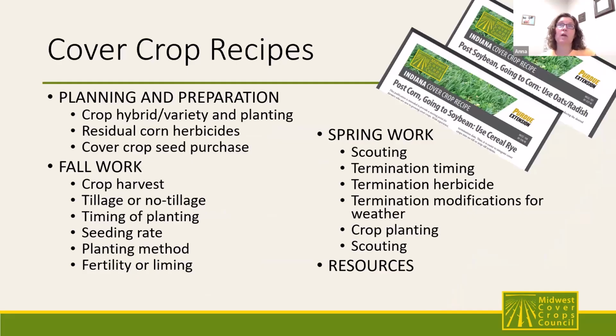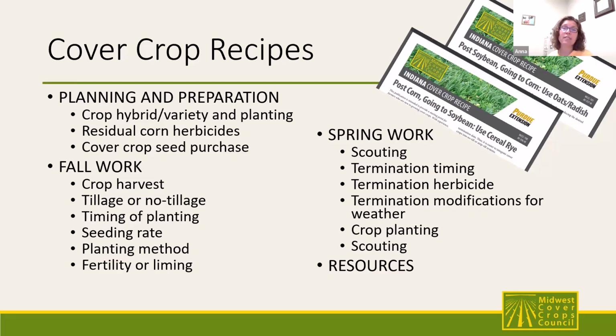As an example, most of our recipes have these topic areas. We talk about planning and preparation. What are the things we need to think about ahead of going into cover crops? Is there certain crop hybrid or variety considerations that we need to take in mind? How are we going to plant those? Residual herbicides, cover crop seed purchase. What do we need to do in the fall to be successful with this cover crop recipe? That includes crop harvest, whether you're tilling or not, the timing of planting your cover crop, how do you seed it? Are there fertility or liming considerations to be taken into consideration?